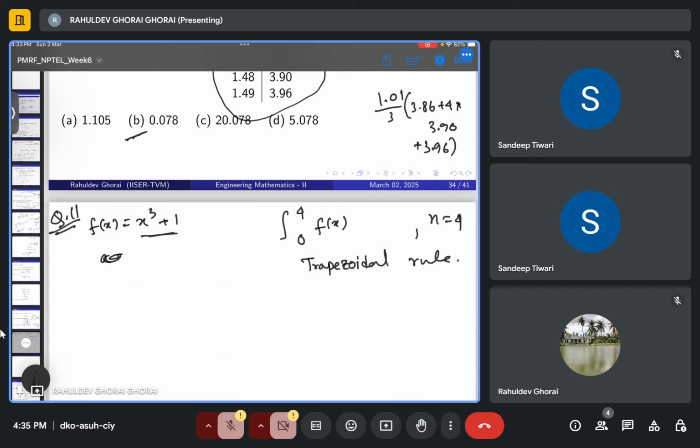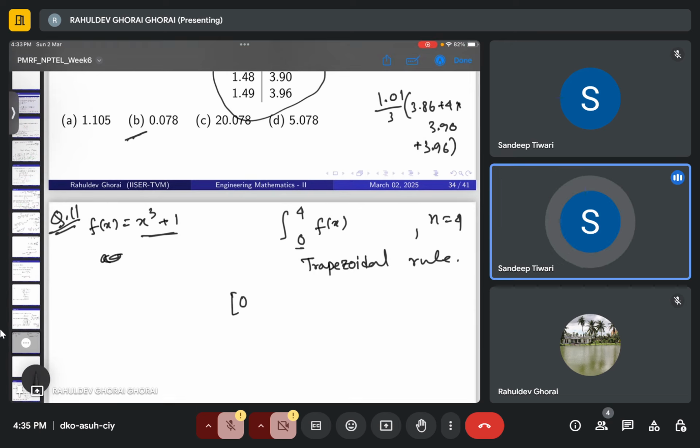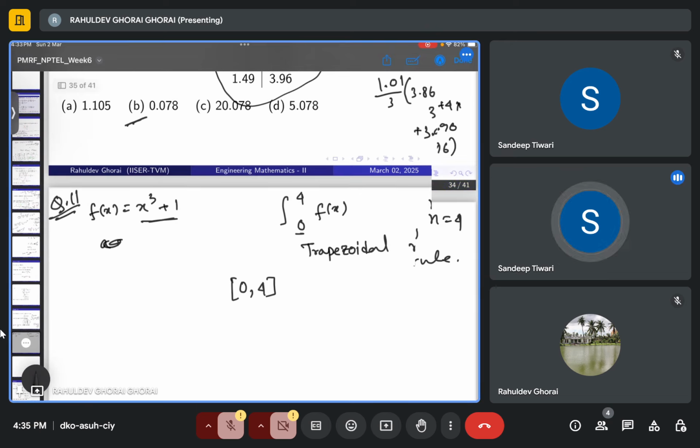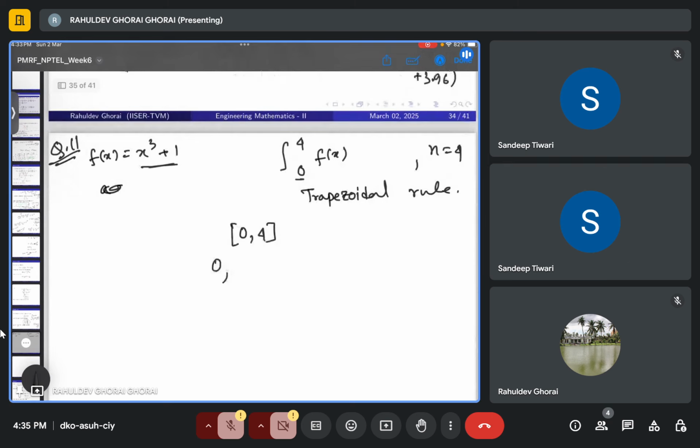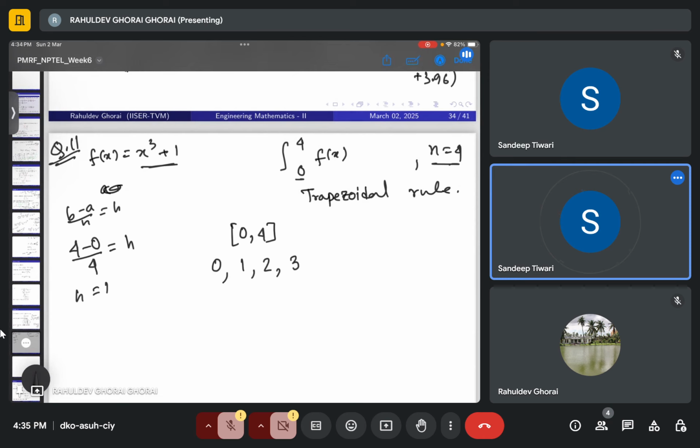x0 will be 0. What is x1, sir? First of all it is 0. Then if you have to use n equal to 4, you have only 4 points, right? Then how will we divide? 4 minus 0 over 4 will be the spacing h, because (b minus a) over n equals h. So h will be 1. Then 0, 1, 2, 3. Those are 4 points.